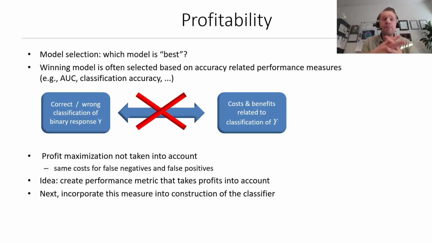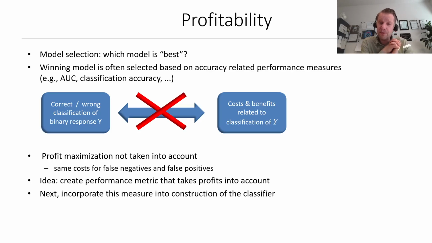And we can use that profit measure then in 2 possible ways. We can use the profit measure to select the best model. We just set aside a validation set, we build our machine learning model, and then we select the most profitable model on the validation set using the profit metric that we developed.